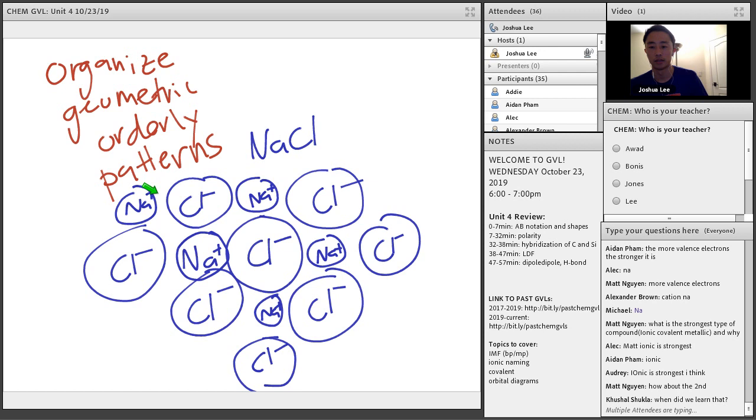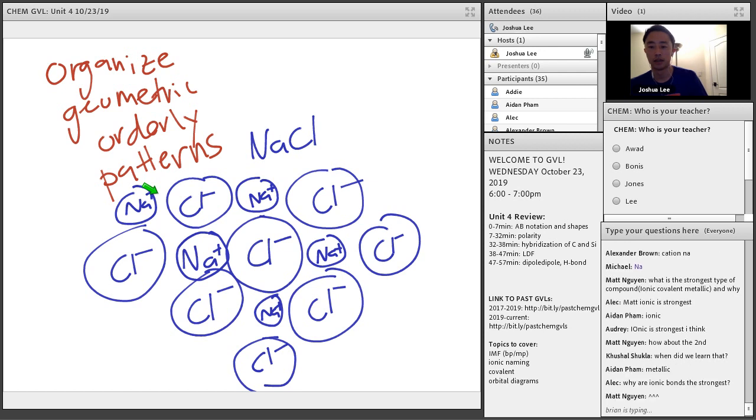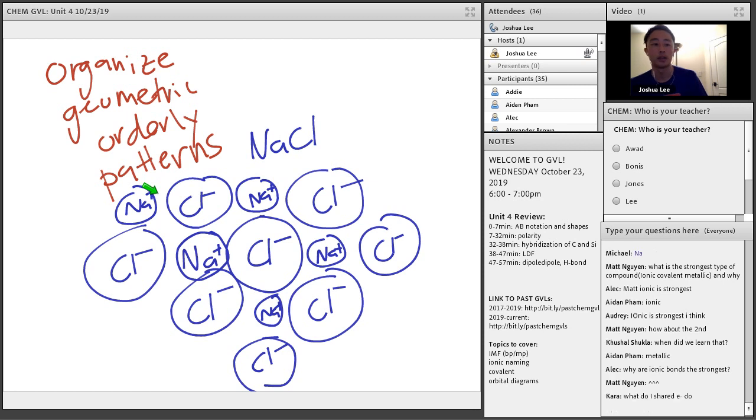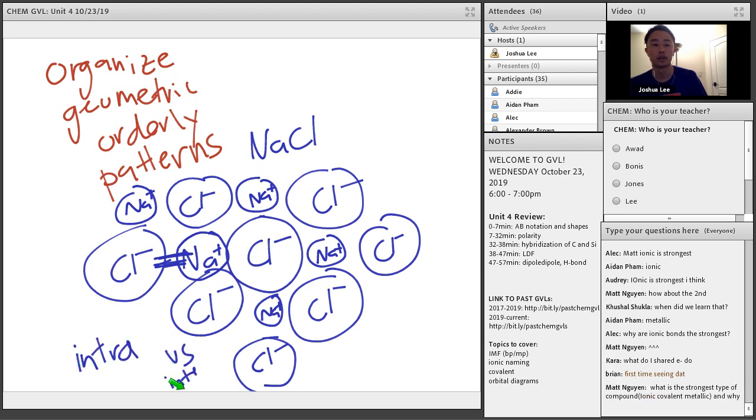How about the second? What's the second? Why are ionic bonds the strongest? Because ionic bonds are essentially intramolecular versus all the other ones are intermolecular.